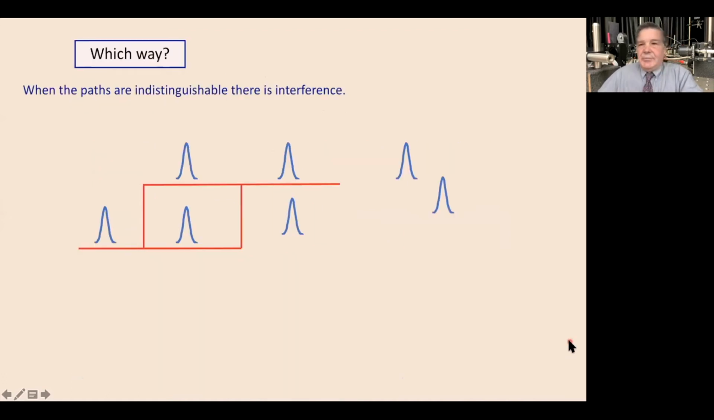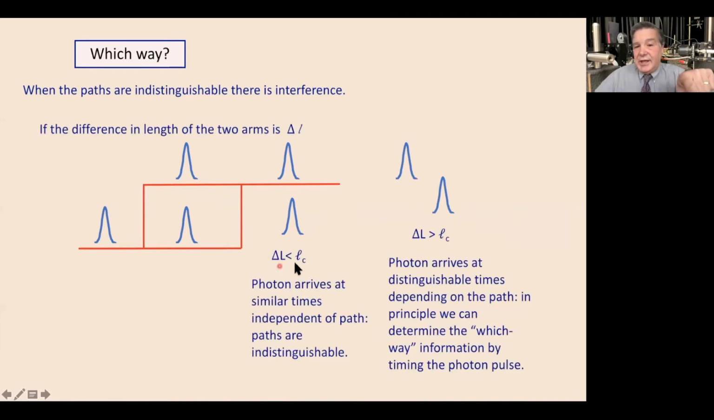Okay. But now let me put this situation. We have our photon wave packet pulse coming through, and it comes out. And then there are two possibilities. If the difference in length is less than the coherence length, that is, less than the width of the pulse, then we can't tell from a timing perspective through which path the photon traveled. In that case, that indistinguishability leads to interference. But if the difference in path lengths is greater than the width of each of these pulses, the coherence length, then we would know which path the photon took, because by timing the arrival of photons, we would know which path they took. And in that case, there's no interference.